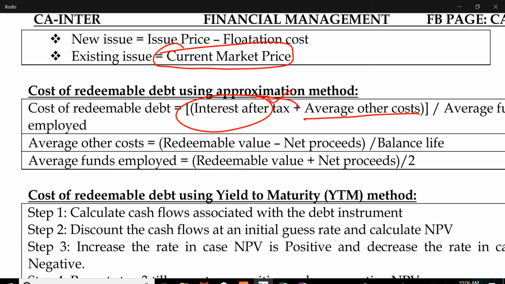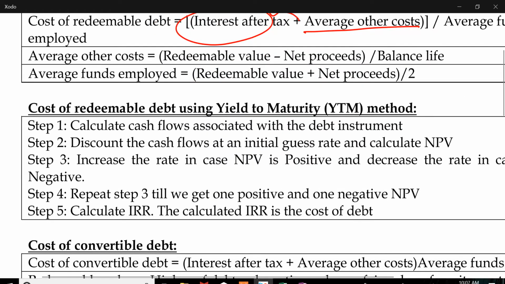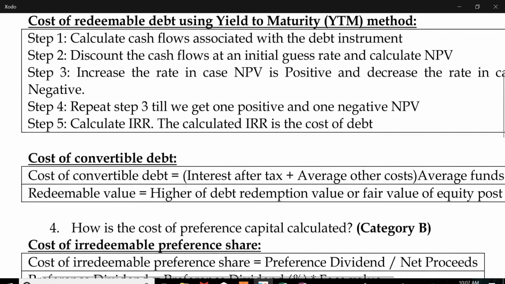Now, another critical thing, the average other cost can sometimes be negative also. How it can be negative: redemption at par, issue at premium. Redemption at par, that is 100 rupees, but I issue at 110. I collect 110 and give only 100 rupees back to you. So average other cost technically can become negative also. We will see problems like that. Any doubts till now? This YTM method is IRR. I'll explain when it is IRR. Let's not worry about it as of now.